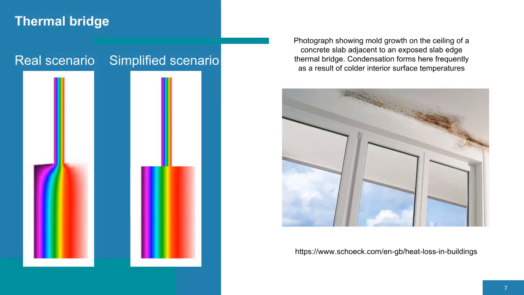Here you can see a visual explanation of what is evaluated when considering heat losses through thermal bridges and what happens if they are ignored. On the left side, there is a thermogram view of a real connection between a wall and a window. This picture shows how temperature is distributed in the cross-section of the window and wall connection.